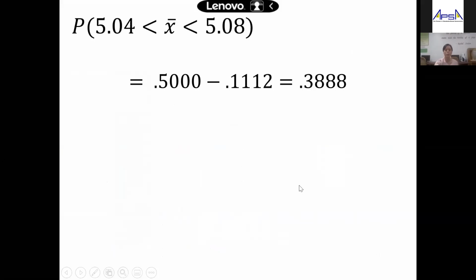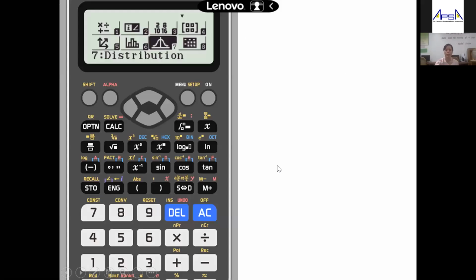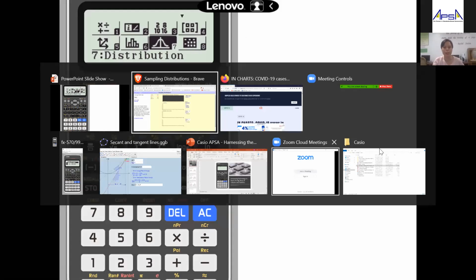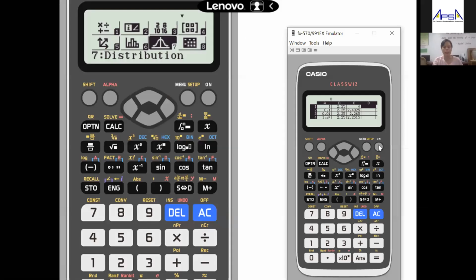So that is using the textbook, the table at the back of the textbook. You can also use your calculator. Okay, so you go to distribution. Okay? Sige, tingnan natin. So here. Let's go to distribution. Okay? And then normal cumulative distribution.